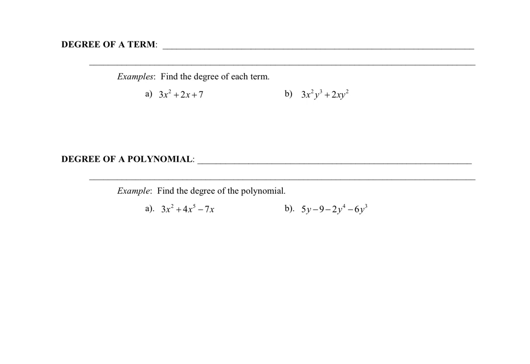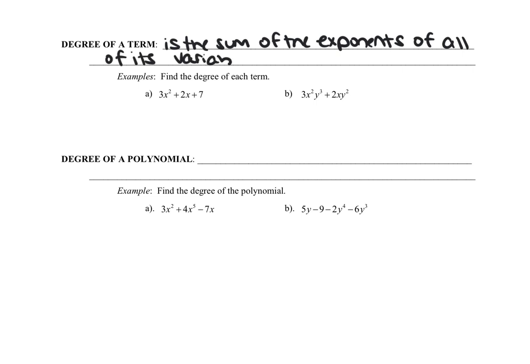So the degree of a term is the sum of the exponents of all of its variables. So in these examples here, we're looking for the degree of each term separately. So if I look at A, this is a term, so we're going to look at the degree of that term. This is a term, same thing, and this is a term. So we're looking at the variable and the exponent on the variable.